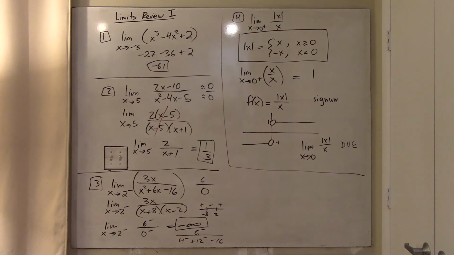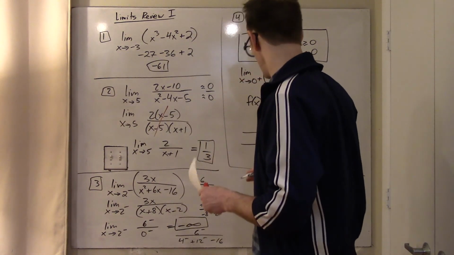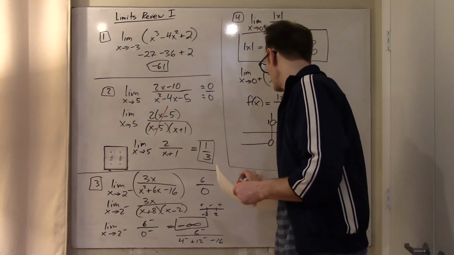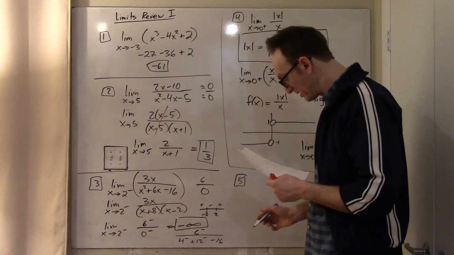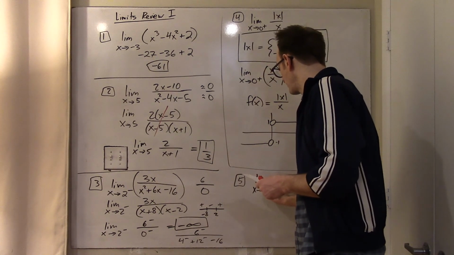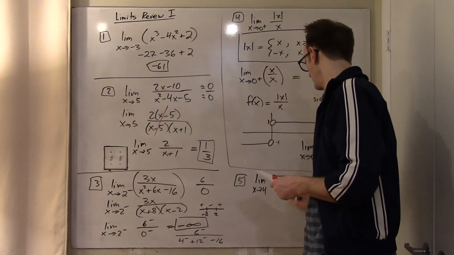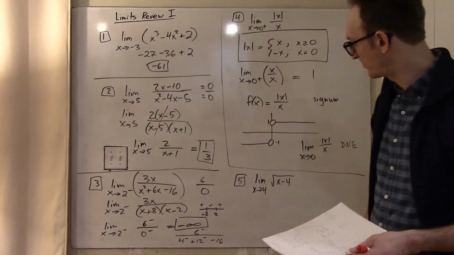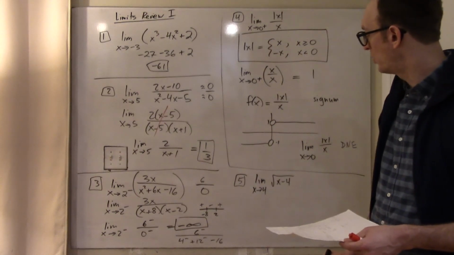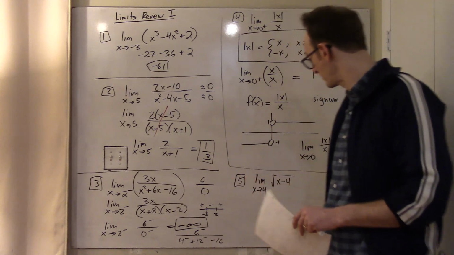Good. More. So far these are all very straightforward. Number 5. Here's one that's kind of strange, and maybe even annoying. This is the limit as x approaches 4 of the square root of x minus 4. There are only really two possible answers to this. It's either 0 or does not exist, maybe because of something weird with the absolute value.